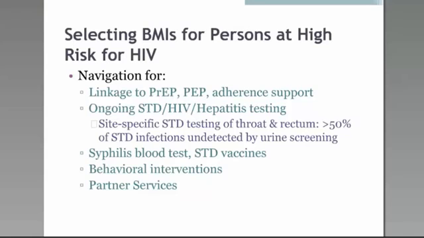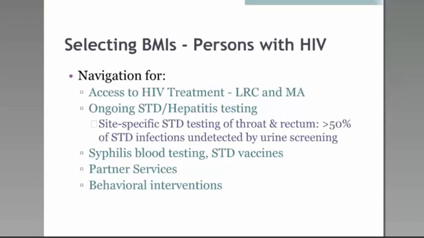MSM and transgender persons also need syphilis testing, and this is often, again, done every 3 months, but at least every 6 months. The syphilis epidemic is increasing for men who have sex with men and is very much of a concern. And sometimes there have been cases where syphilis has been acquired repeatedly over time. So the frequent screening is very important. Accessing STD vaccines, as I mentioned: hepatitis A and B and HPV are all recommended for young MSM. And then, of course, navigating for the behavioral interventions that Bobby mentioned, and then for partner services for STD and HIV partner services.